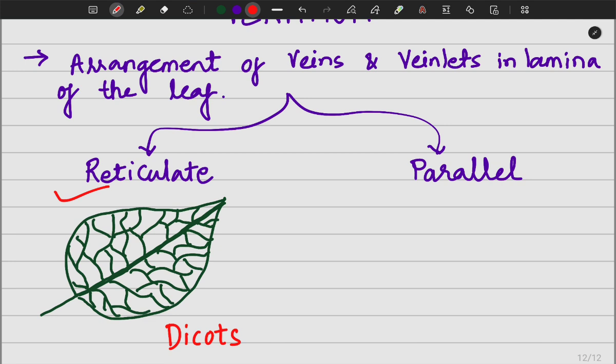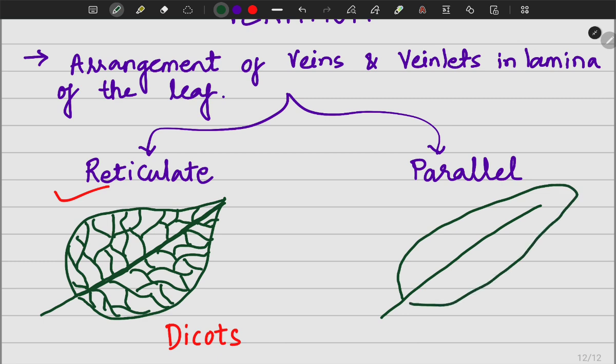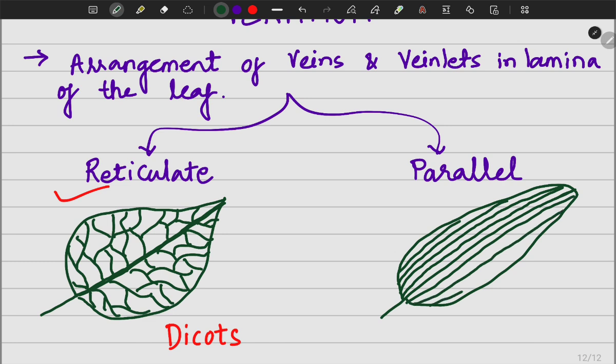And let us study about the parallel venation. In parallel venation, what happens? If this is the leaf and this is the midrib, then the veins and the veinlets are arranged parallel to each other like this. They are arranged parallel, that's why it's called a parallel venation. Easy, right?